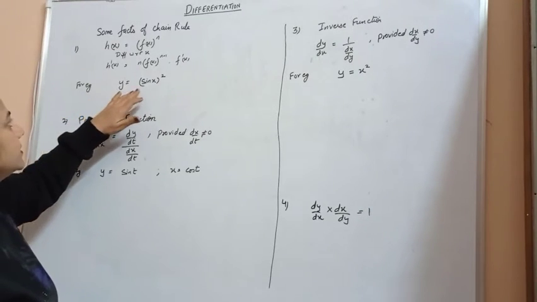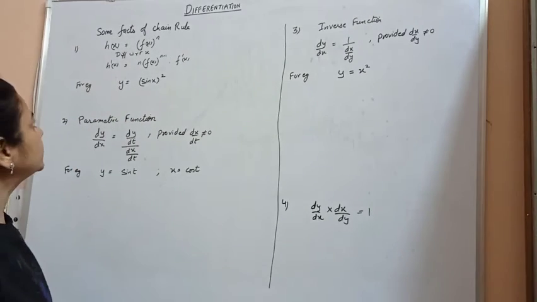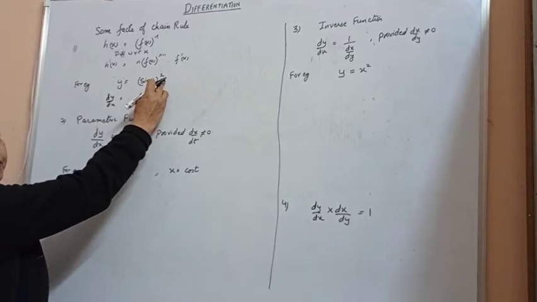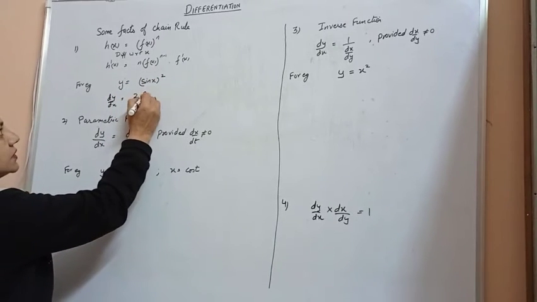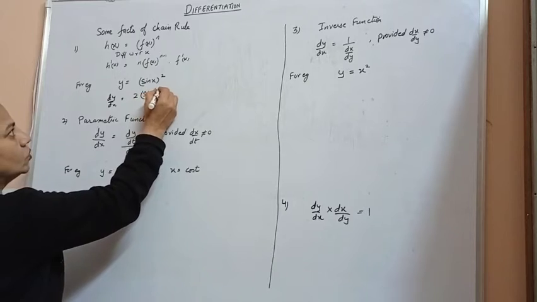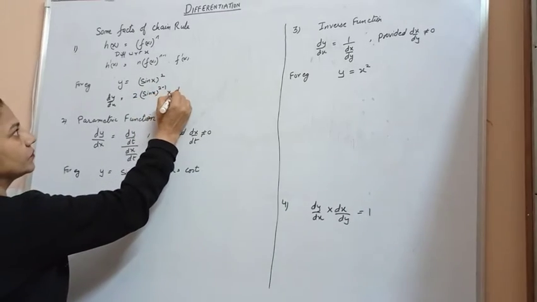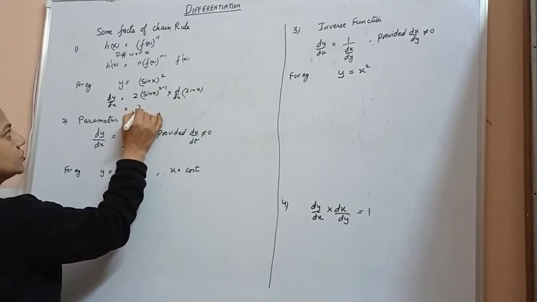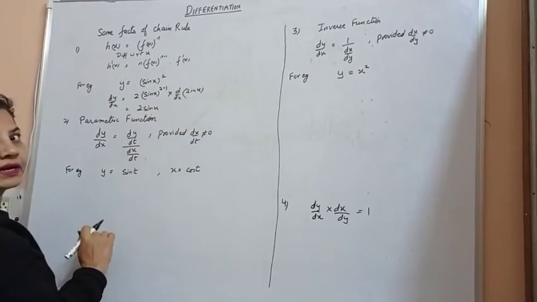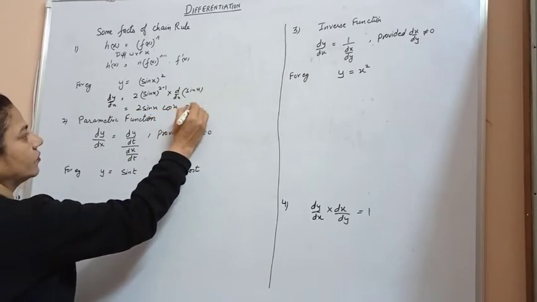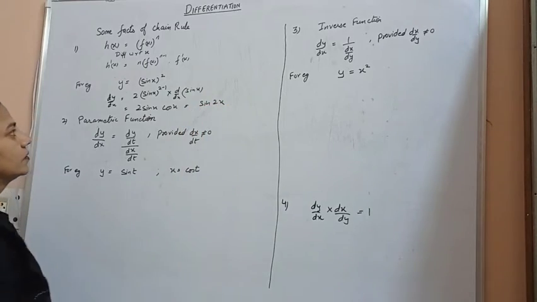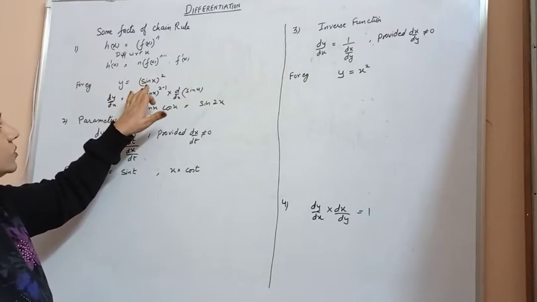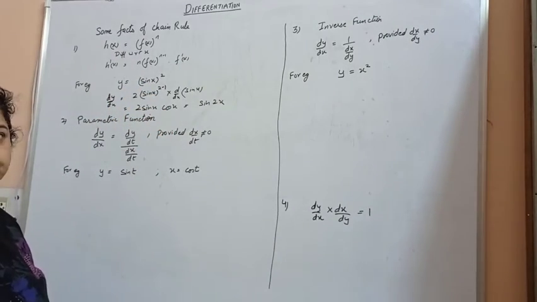For example, we have y equal to (sin x) whole square. Differentiating with respect to x, we get dy/dx. We apply the power rule, the power comes forward, 2 times sin x to the power 2 − 1, into the derivative of sin x, which gives us 2 sin x, and the derivative of sin x we know is cos x. Or we can say sin 2x, as 2 sin x cos x is the formula of sin 2x. So the derivative of the given function y equal to (sin x) whole square is sin 2x.